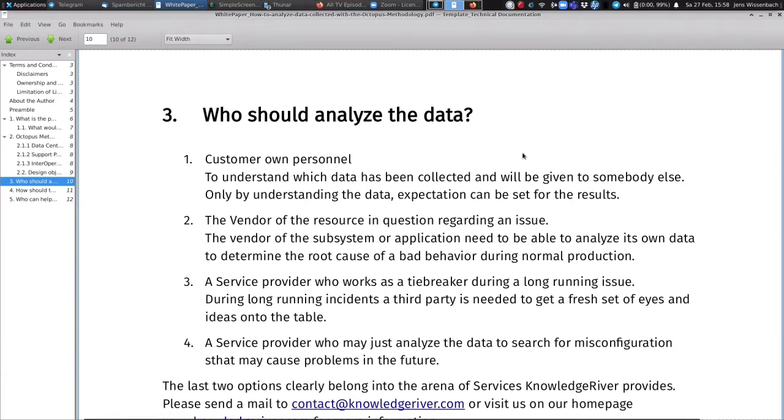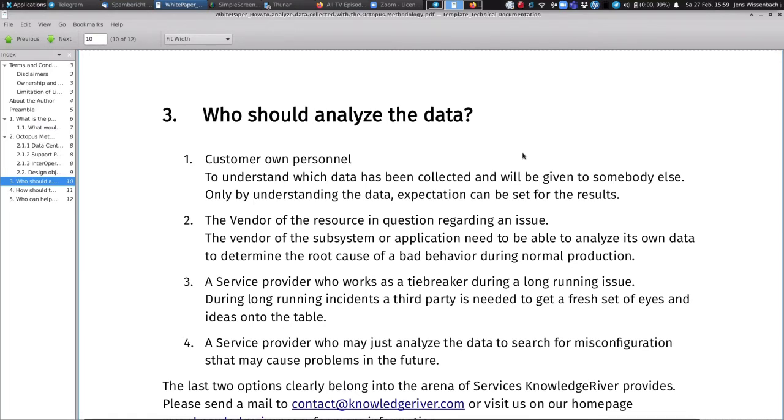Now, who should analyze the data? Of course, you as the customer, as the owner, you need to understand what is the data that I have. Do I have people by myself who can analyze the data? Great. So the next level is a vendor of the resource, that you have a suspicion is the one that creates the issue. You want to eliminate that, or you want to get access, you want to give these guys access to the data.